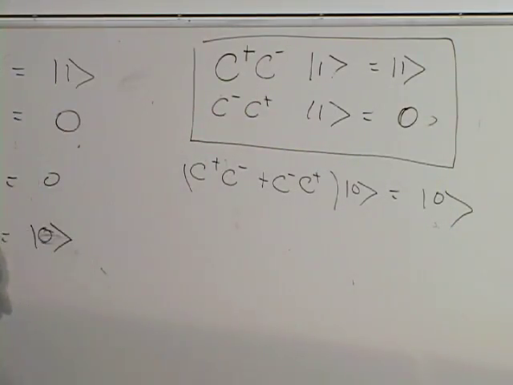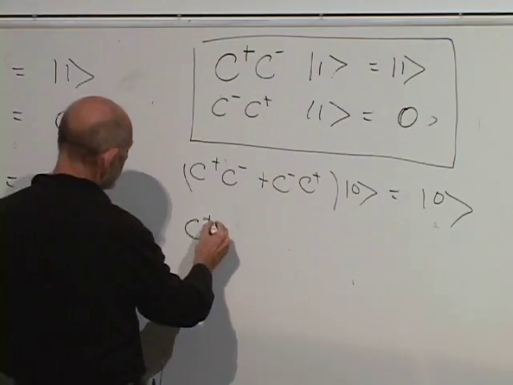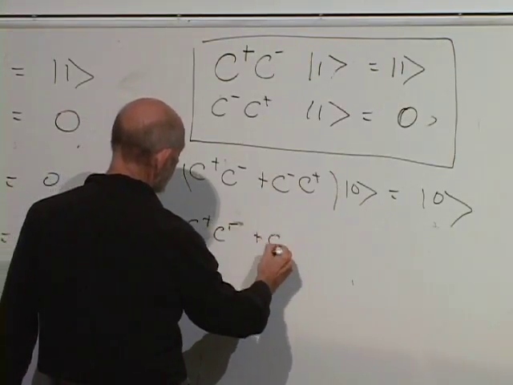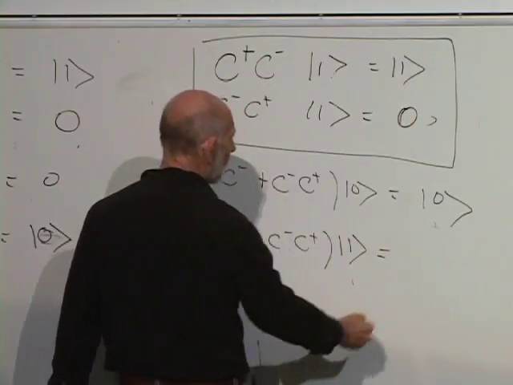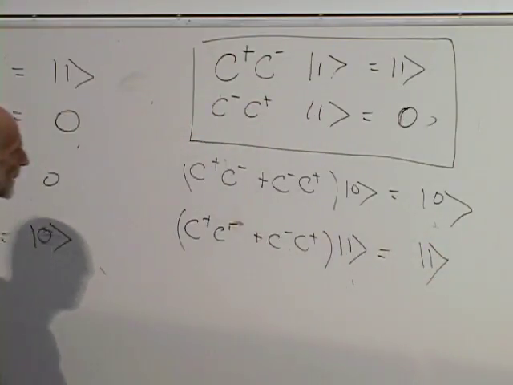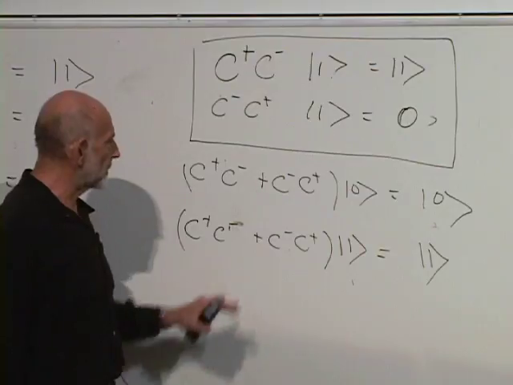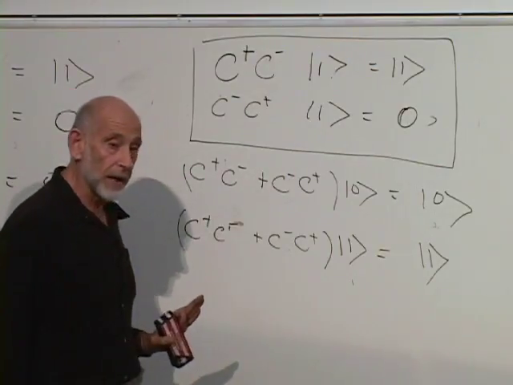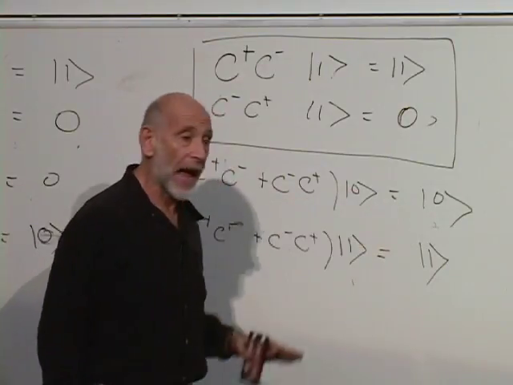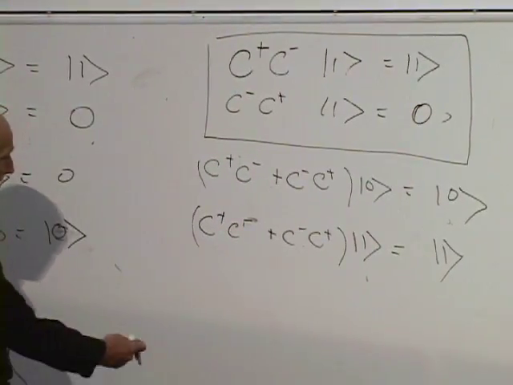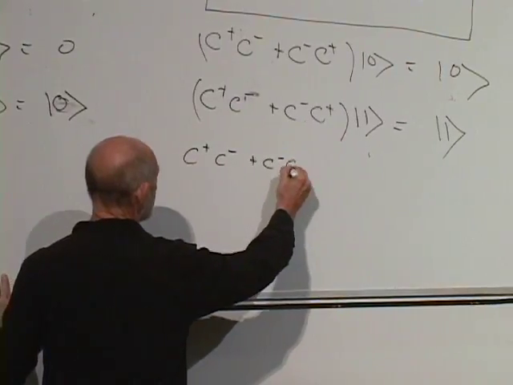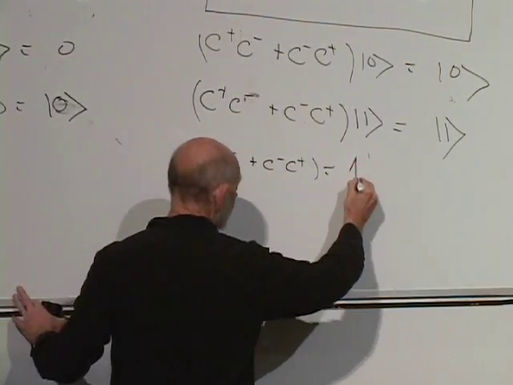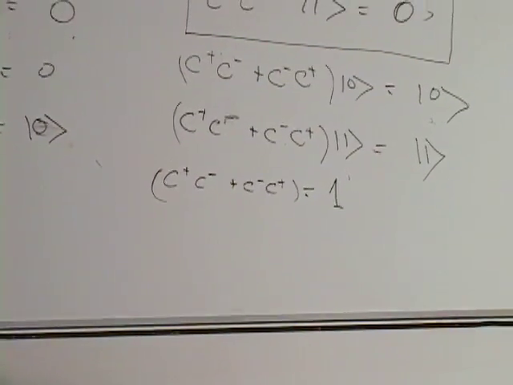What happens if we add these two equations? We find again C plus C minus plus C minus C plus on 1 gives 1. Both of these, this particular combination, when it acts on any state, gives back exactly the same state. So that's written in operator notation by saying C plus C minus plus C minus C plus is equal to the unit operator. It just gives back the same state, whatever it acts on.